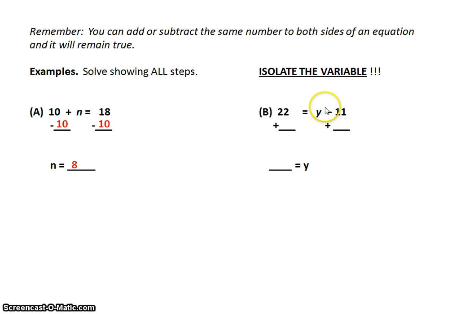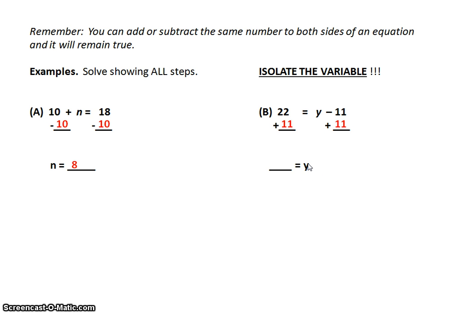So, what can I do to undo subtracting 11, to get rid of subtracting 11? I can add 11 to the right-hand side. I can do that as long as I add 11 to the left-hand side of the equal sign. So this subtracting 11 and adding 11 will cancel out. So I will only have the letter y on the right-hand side. So I have successfully isolated the variable.